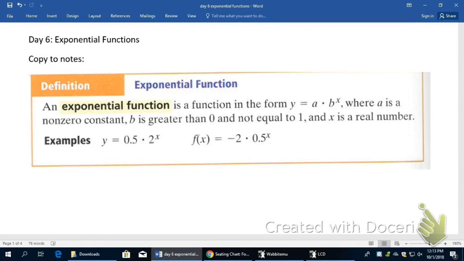Alright, today we're talking about exponential functions. Very first thing you need to take a note of is what an exponential function is. It's any function in the form y equals a times b to the x. A is going to be known as our initial population. It's always a non-zero number.